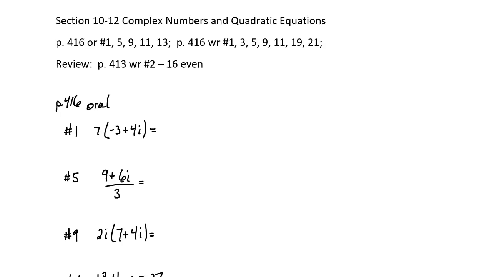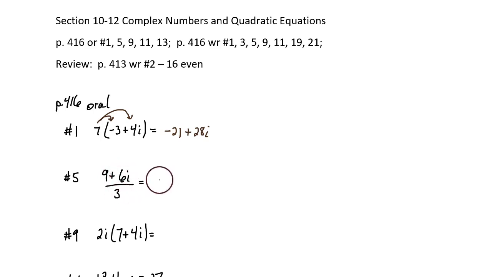Here are the answers for the section 10-12 assignment. Number 1, we need to do the distributive property. Multiply the 7 to both terms in the parentheses. 7 times negative 3 is negative 21. 7 times 4i is positive 28i.